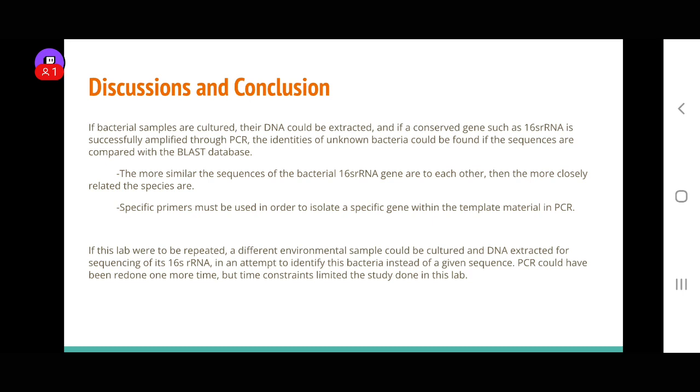If this lab were to be repeated, a different environmental sample could have been cultured and DNA extracted, and the sequencing of its 16S rRNA gene could have been sought, and PCR could have been performed on this gene and amplified, and the sequencing could have been done for the actual gene instead of just 4 sequences given out by the lab instructor. And unfortunately, there was also a time constraint throughout the whole lab, where PCR could maybe have been redone one more time, but due to the time constraints, it was unable to do so.